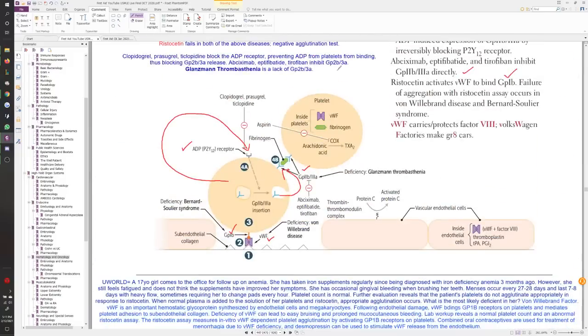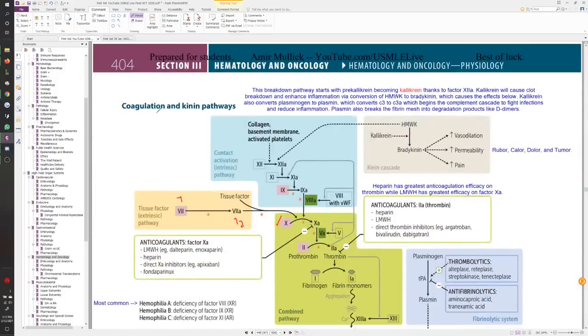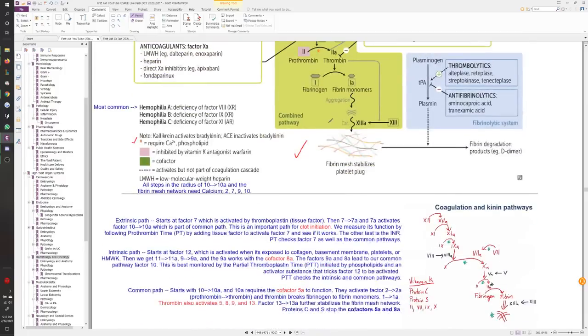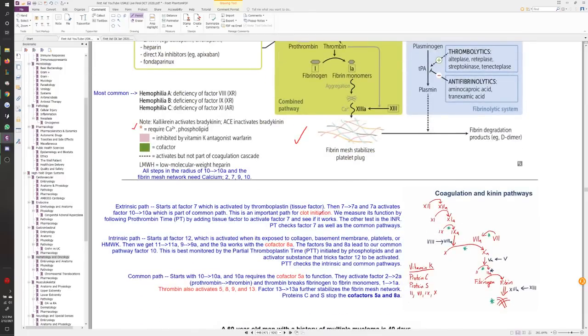So right here you are making the platelet plug. This is just formation of a platelet plug. When you do the coagulation and kinin pathways, mainly the coagulation pathway, you'll stabilize that platelet plug with fibrin mesh. So that was just the extrinsic, very easy, just 7. Nothing else is involved. If you're doing any kind of patient work, you have to be able to figure out which coagulation factor might be missing, and so you're going to have different tests to do.